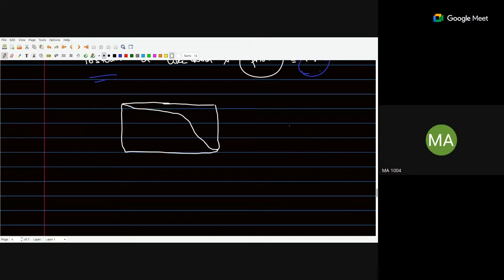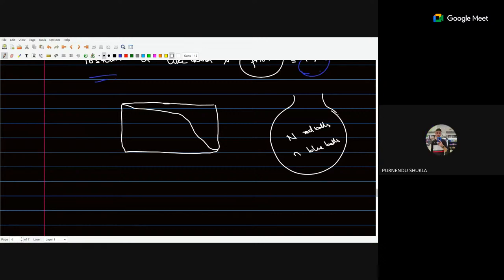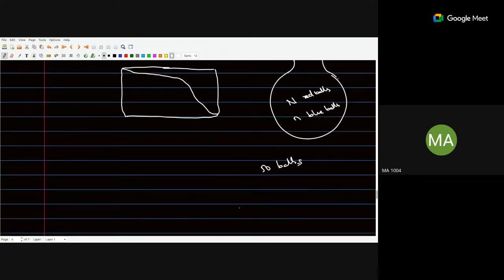You have solved this kind of problem in your stats one, I guess. There is some urn and there are some red balls and some blue balls. You have drawn 50 balls out of it, and you are interested in a question like, out of the 50 drawn balls, what is the probability that 20 red balls and 30 blue balls are coming? What will you do?